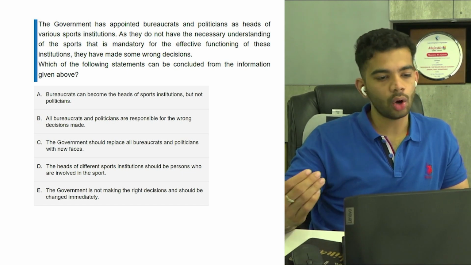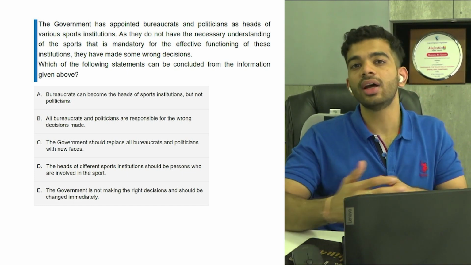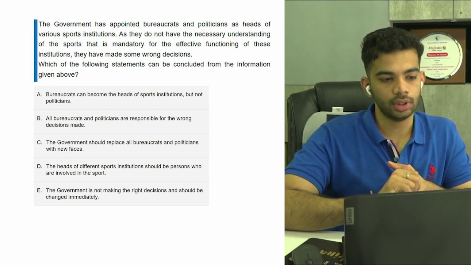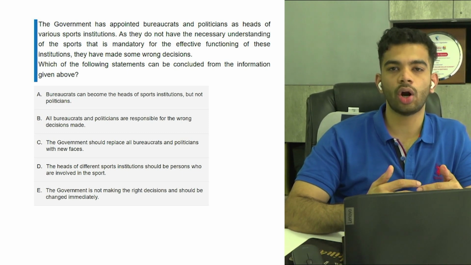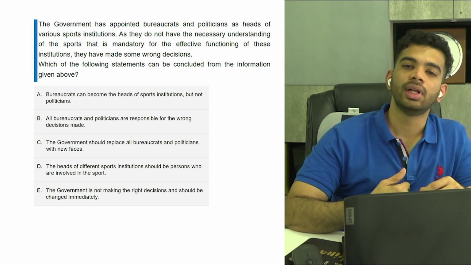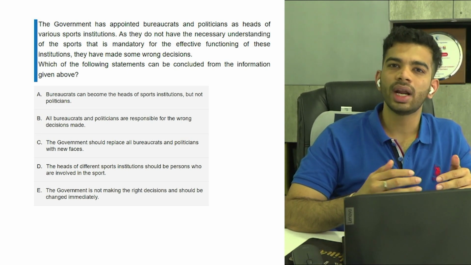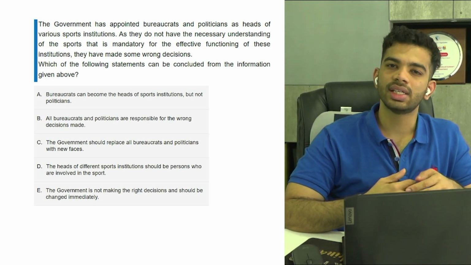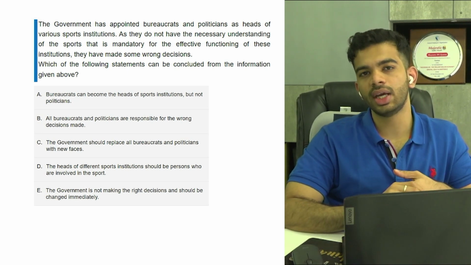But once we look at the options, we understand how the options can be closely framed and how we can feel that maybe more than one of these options is correct. So let's look at the first option. The first option says that bureaucrats can become the heads of sports institutions, but not politicians. This is a classic critical reasoning trap, the trap of unwarranted comparison. The argument nowhere really compares bureaucrats with politicians, and nowhere says that one is more effective than the other. So this option can be straight away eliminated.